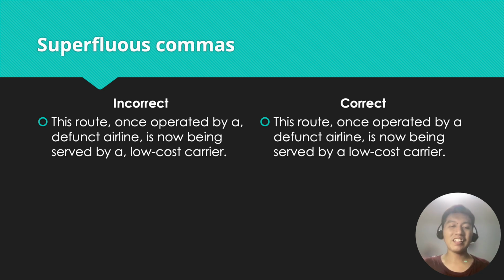Now this is an error that is opposite to the omitted commas error, which are superfluous commas. Unnecessary commas make sentences difficult to read. Here's an example below. This route, once operated by a defunct airline, is now being served by a low-cost carrier. It sounds weird, right? Here's a correct version. This route, once operated by a defunct airline, is now being served by a low-cost carrier. Now we have a clearer sentence.